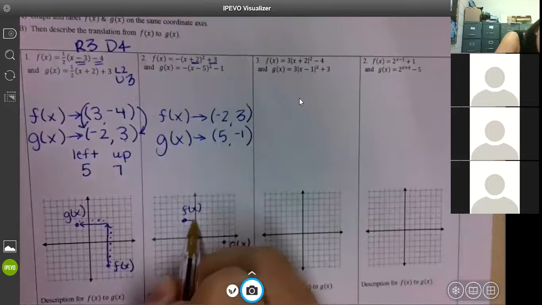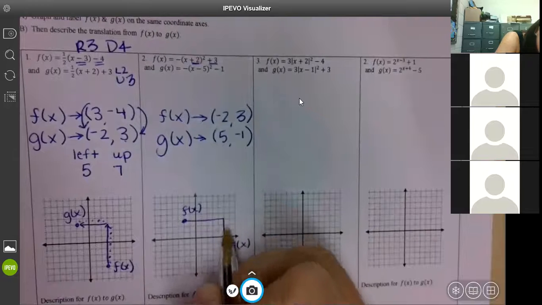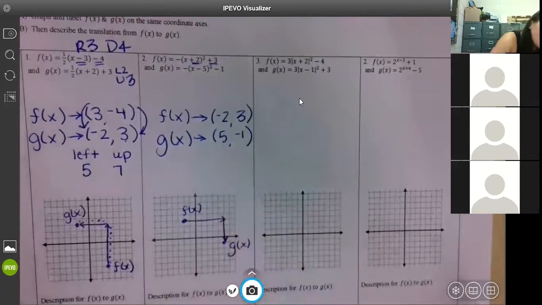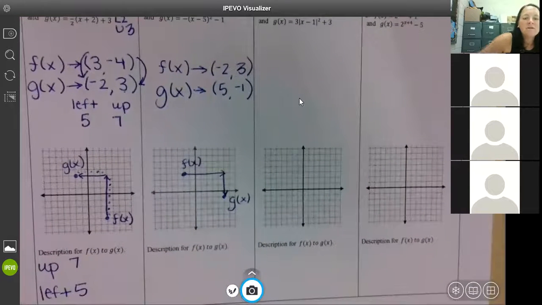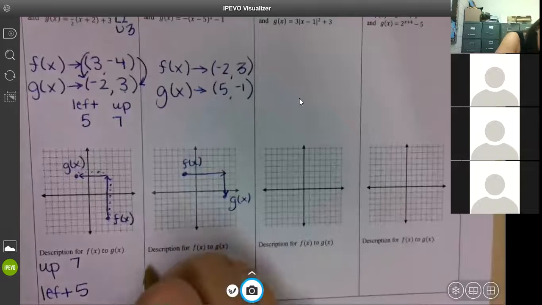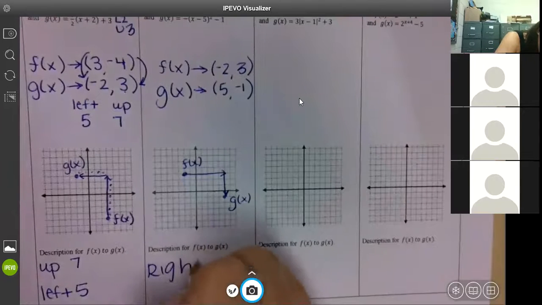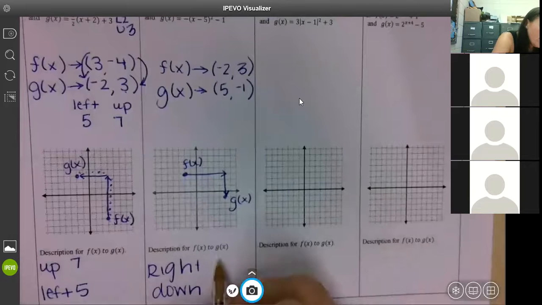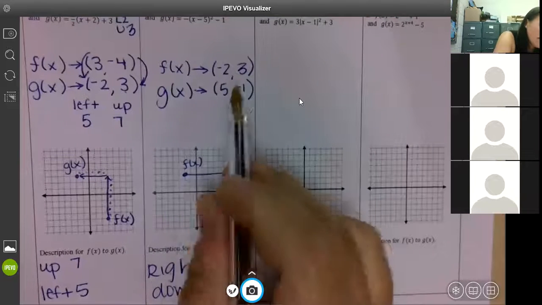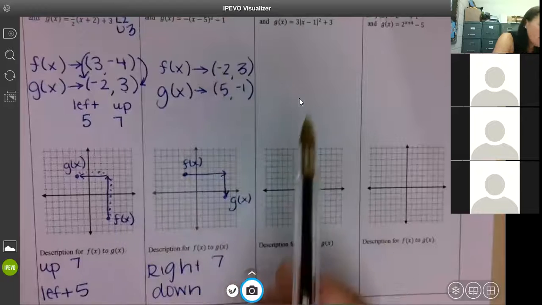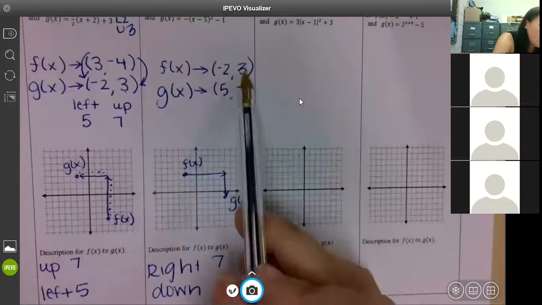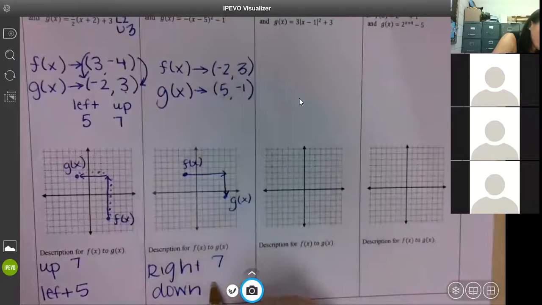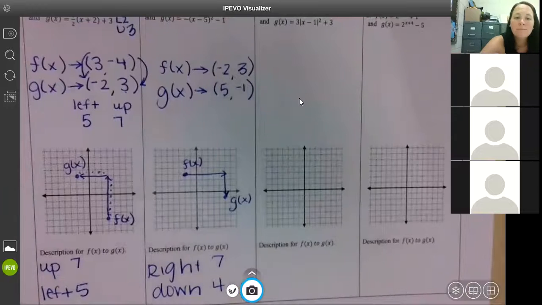How do I get from f of x to g of x? What are the movements that I took? Right, then down. And then what are the units? How far to the right did I go? 7. Yeah, from -2 to +5 is 7 units. And then how far down did I go? From 3 to -1? 4. Yeah, that's it. That's all you do.